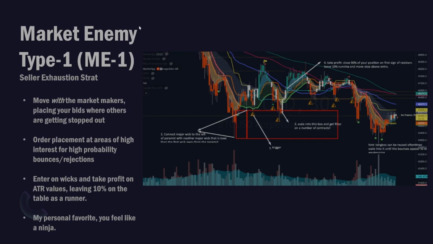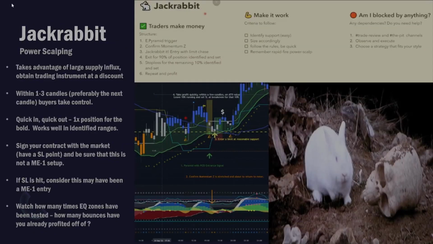Yeah, I'll go into more about that later if someone has a question about time frame specifics. We'll move on here to the jackrabbit, what we like to call power scalping.